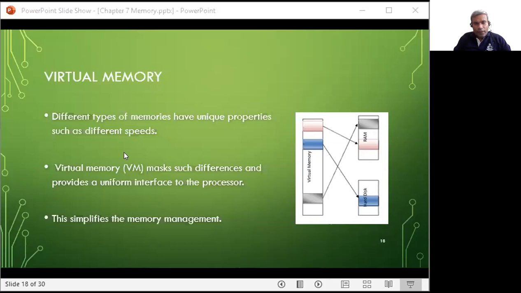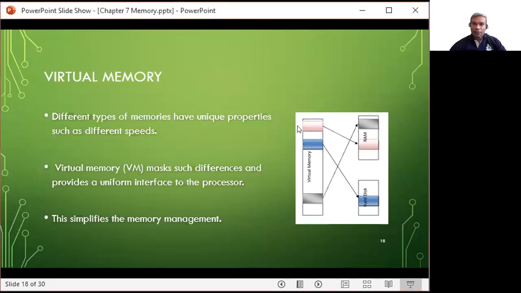So when the processor wants to access something, it will access that value from the virtual memory, and it's the function of the virtual memory to find the real location or hardware location for that particular address and do the necessary reading or writing. So this has many advantages, right? Mainly it simplifies the memory management, and also the programmer or the processor doesn't have to worry about the underlying hardware differences, right? So here are some of the main advantages.